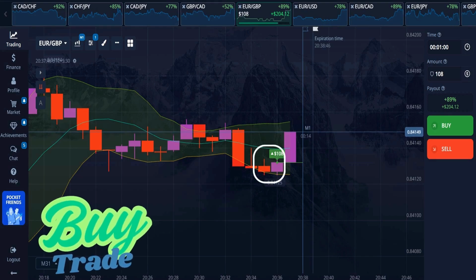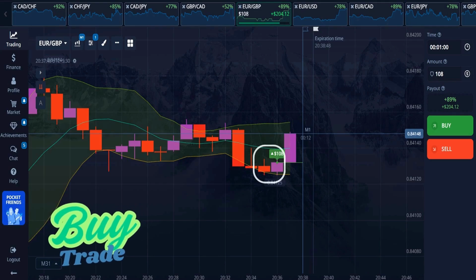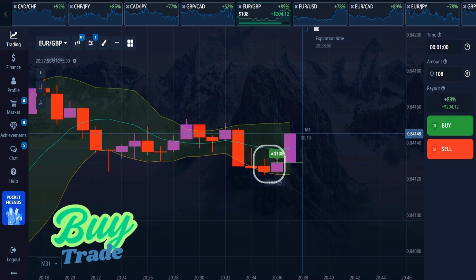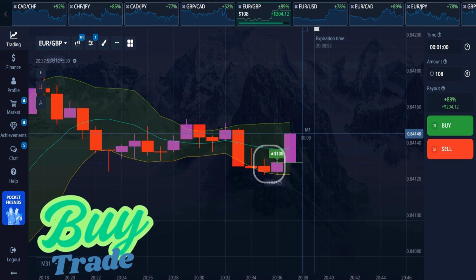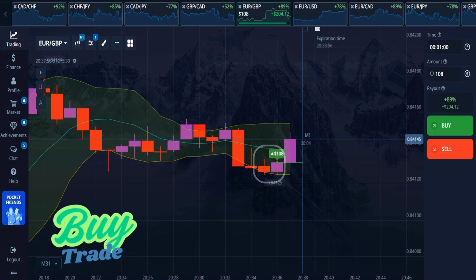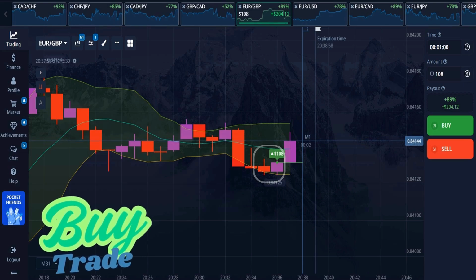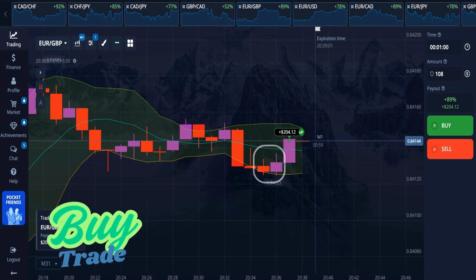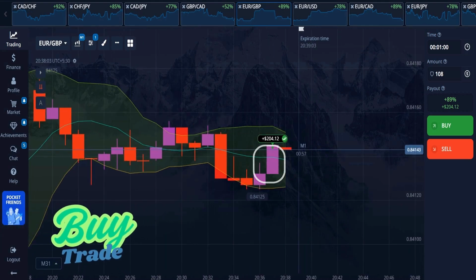Buy trade setup. When the price is near the lower line of the Bollinger Band and a bullish engulfing pattern forms, it signals a potential uptrend. How to spot it? The first candle is bearish, followed by a larger bullish candle that engulfs the first one. Take a 1-minute buy trade when this happens.